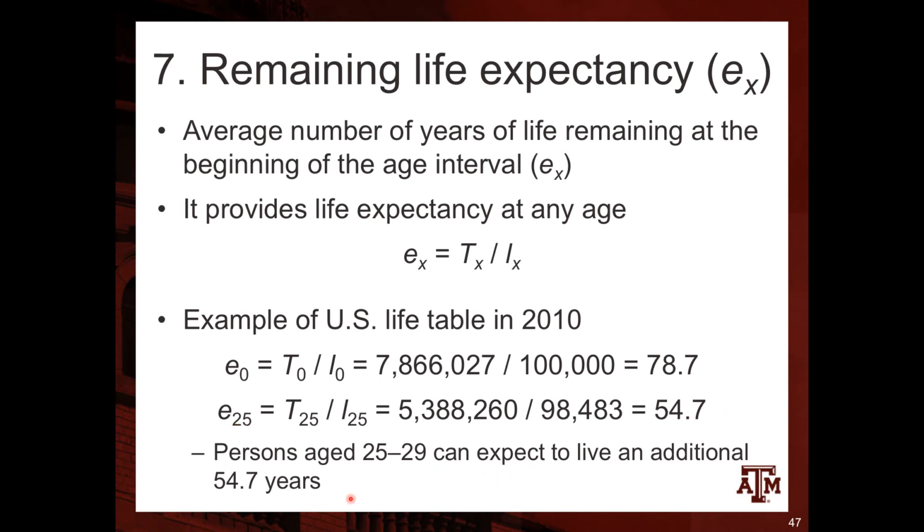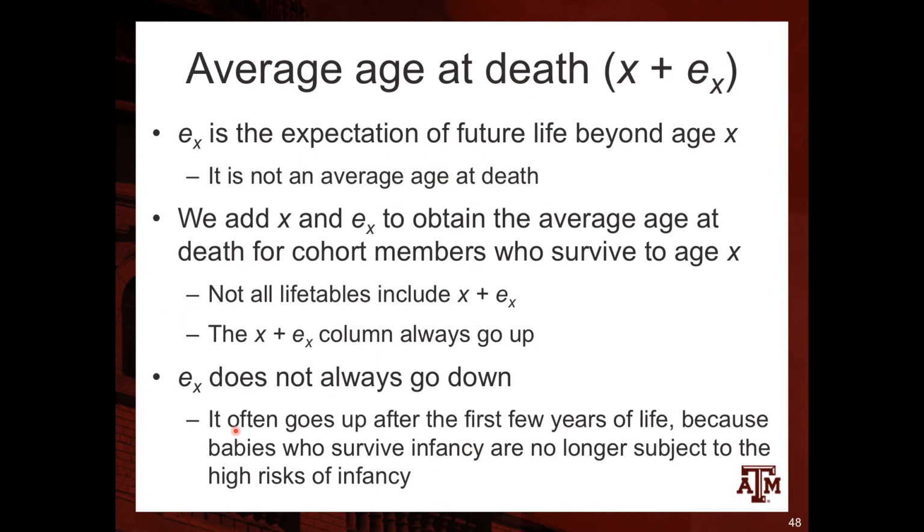So a person aged 25 can expect to live an additional 54.7 years, because they already passed all the risks of dying before age 25, but they survived. So they get a bonus. So now, instead of living only 78.7 years on average, they will live 79.7 years. This number plus 25. And this is the average age at death.